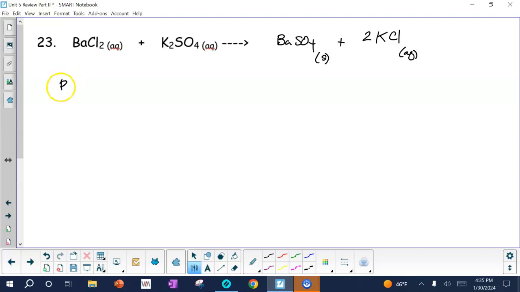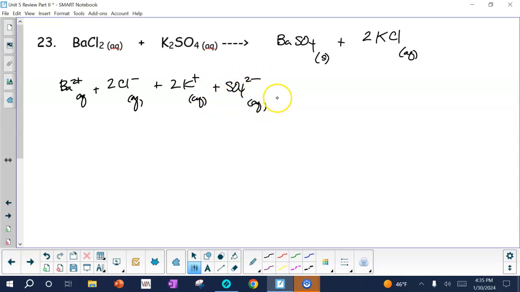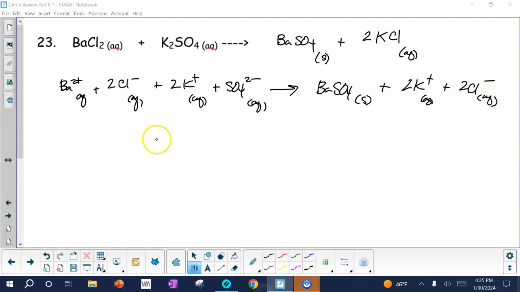Okay, so we have barium with a 2+, that's aqueous. We have 2 chlorides, that's 1-, that is aqueous. We have 2 potassiums that are 1+, that are aqueous. We have 1 sulfate, that is 2-, it is aqueous. Arrow over, the barium sulfate is solid, so it's one thing. And then these turn into separate ions. We have 2 potassium cations that are aqueous, 2 chloride anions that are aqueous. Okay, well, barium, did it change? Yep. So we're going to have barium.